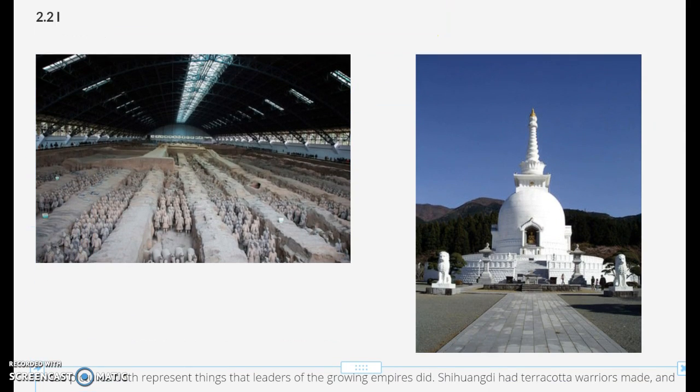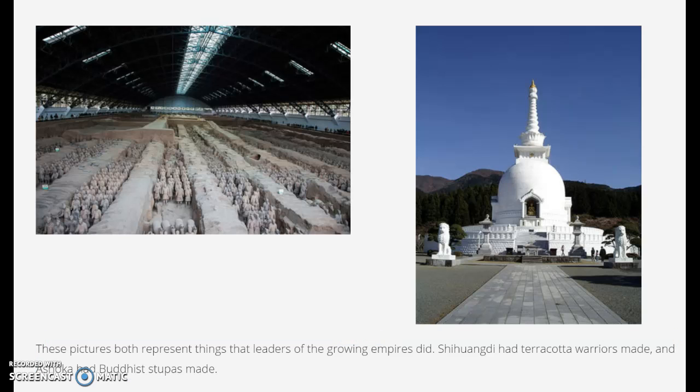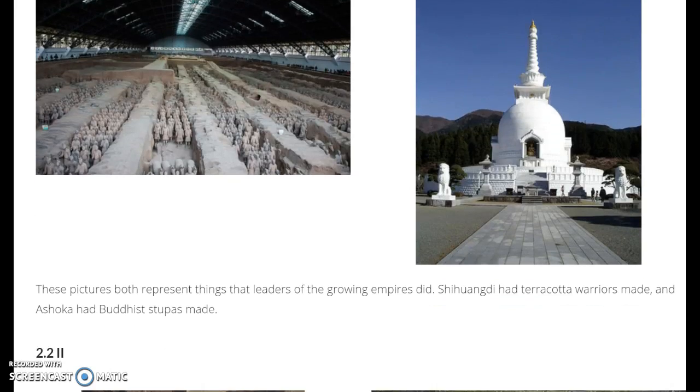Evidence for the first Roman numeral: the first one is the terracotta warriors, and that's from the Qin dynasty in China at that time. The first empire had terracotta warriors made, and that was just something that happened during that time. And Ashoka from the Mauryan Empire had stupas made for Buddhism, and just to promote that. That was also something that happened during that time and during that empire.